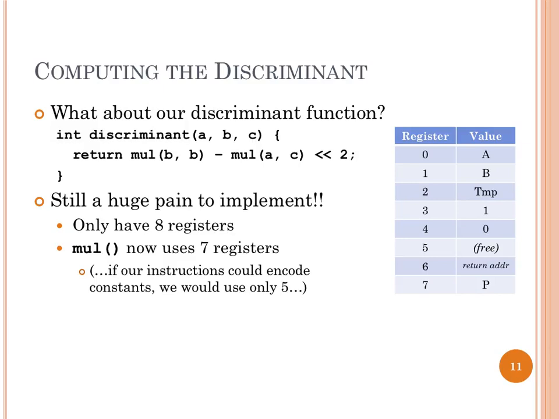If we had a way of encoding constants into our instructions, and obviously we don't have to store 1 and 0 anymore, that sounds like a really great idea. So let's pretend we do that. Now discriminant has 3 registers to use.